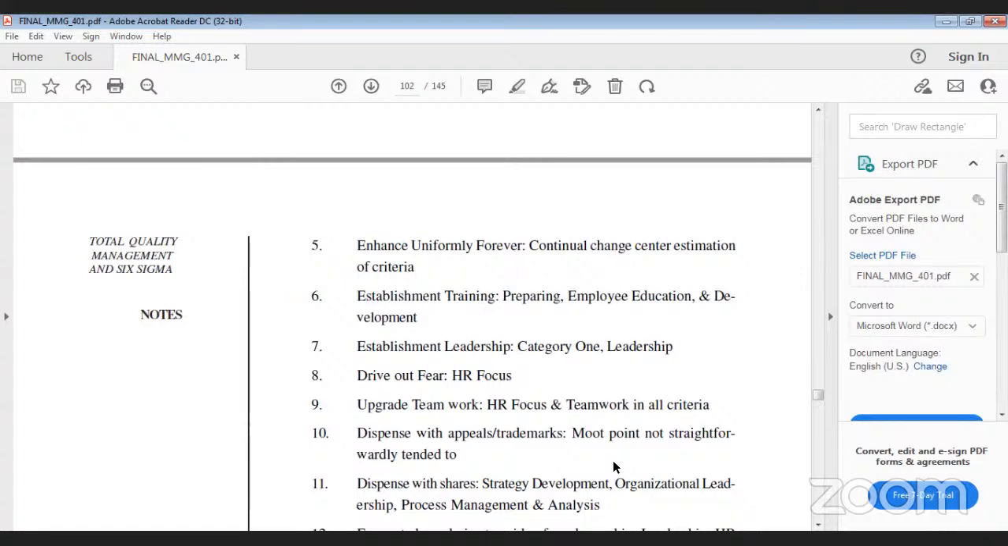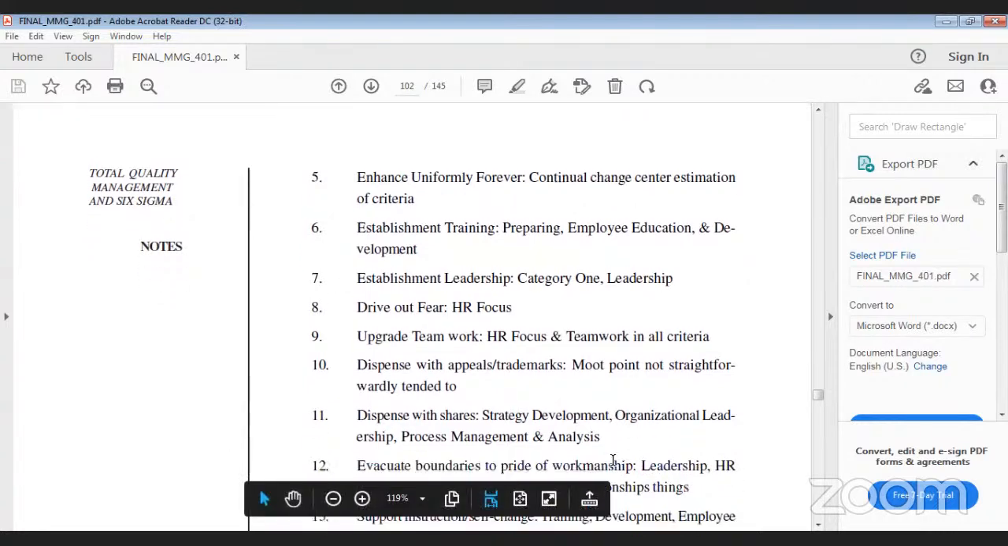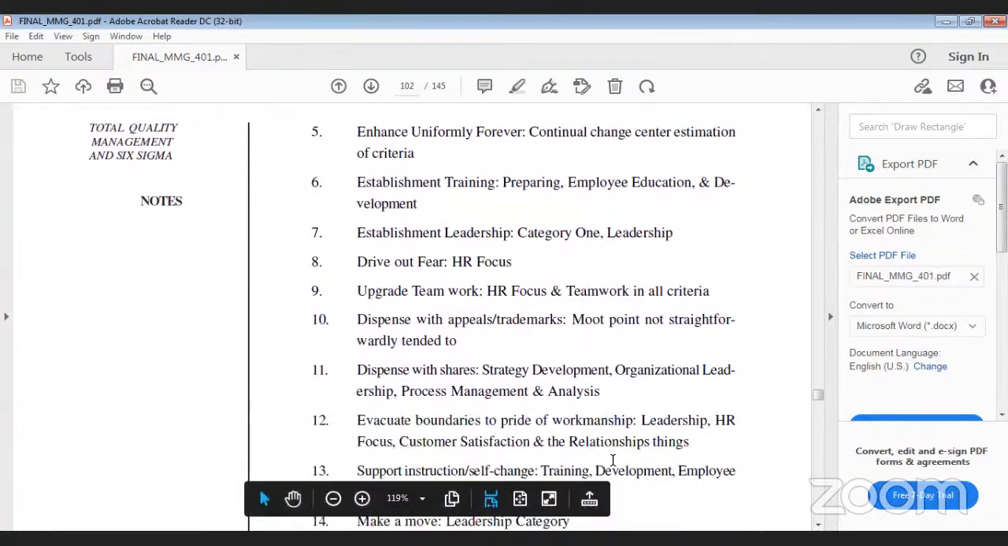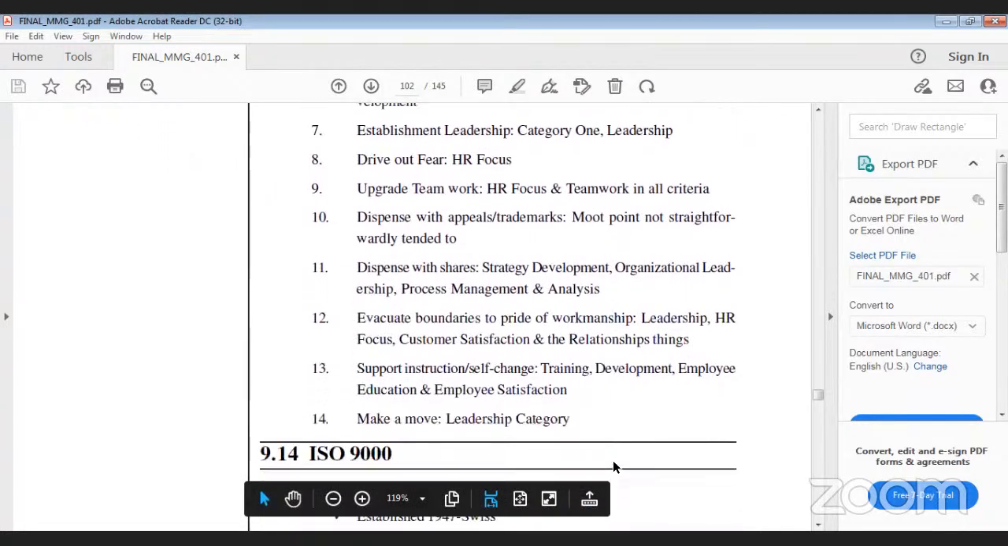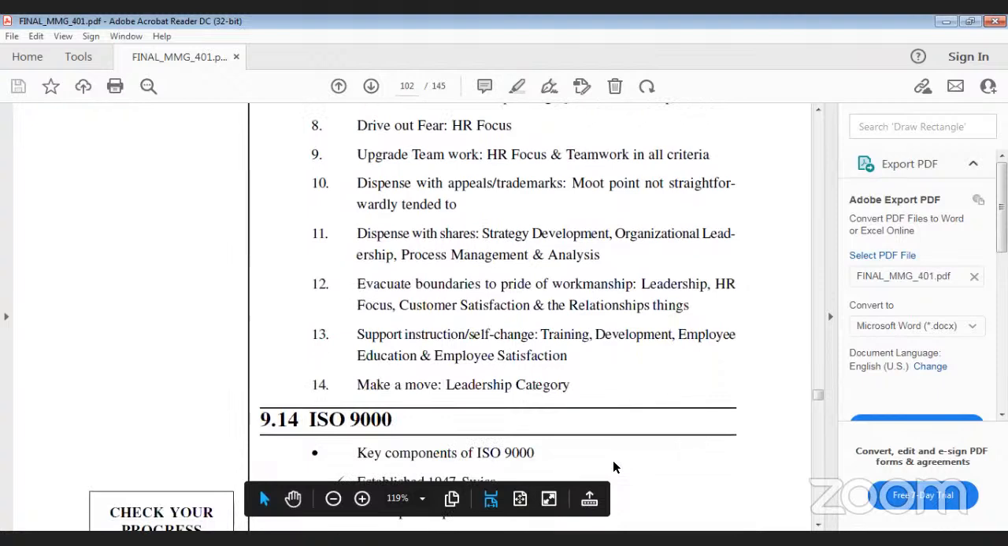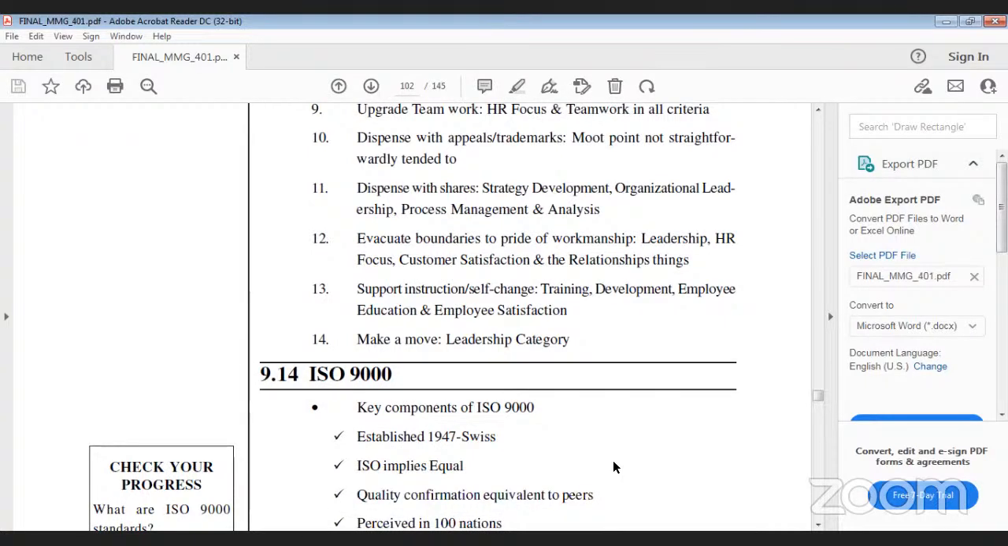Point number 11: dispense with the shares, that is strategy development, then organizational leadership, then process management, and analysis also. There are some points here, that is of sub-instruction 13: self-changing development, employee education, and employee satisfaction.